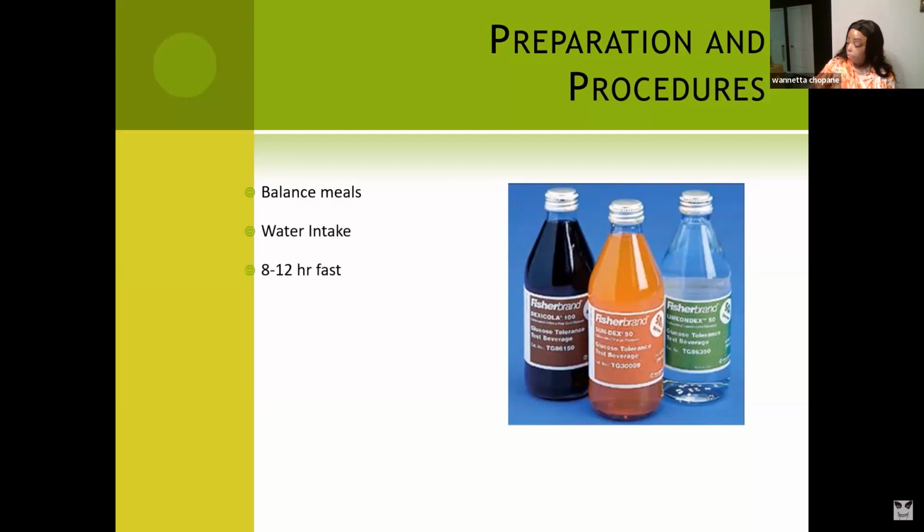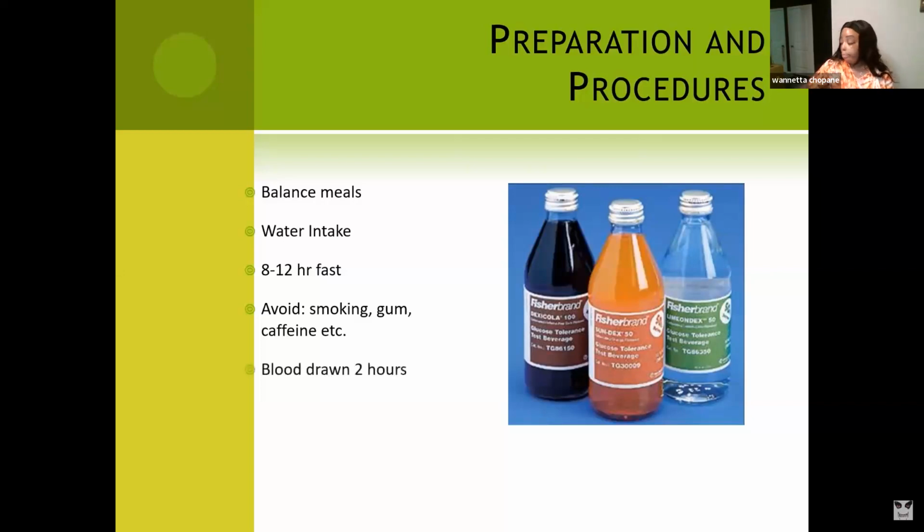Also, this might require an 8 or 12-hour fast, depends what the doctor's ordered. So again, follow the physician's protocol on preparation and procedures. And again, we want to make sure that there's no eating, there's also no smoking, no gum chewing, or caffeine of any kind, etc. If they're in an 8 to 12-hour fast, this is important because, again, this can change the results of the test.